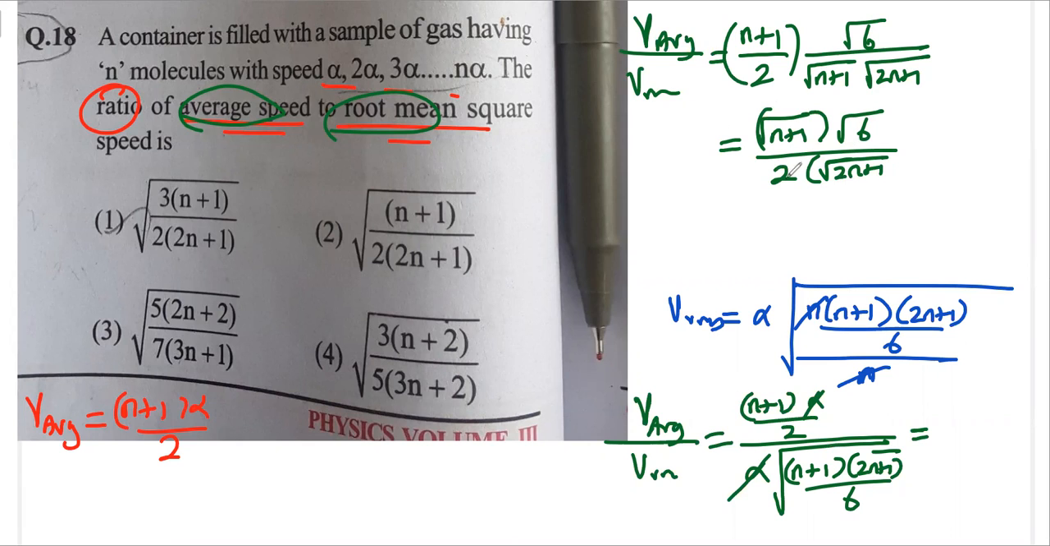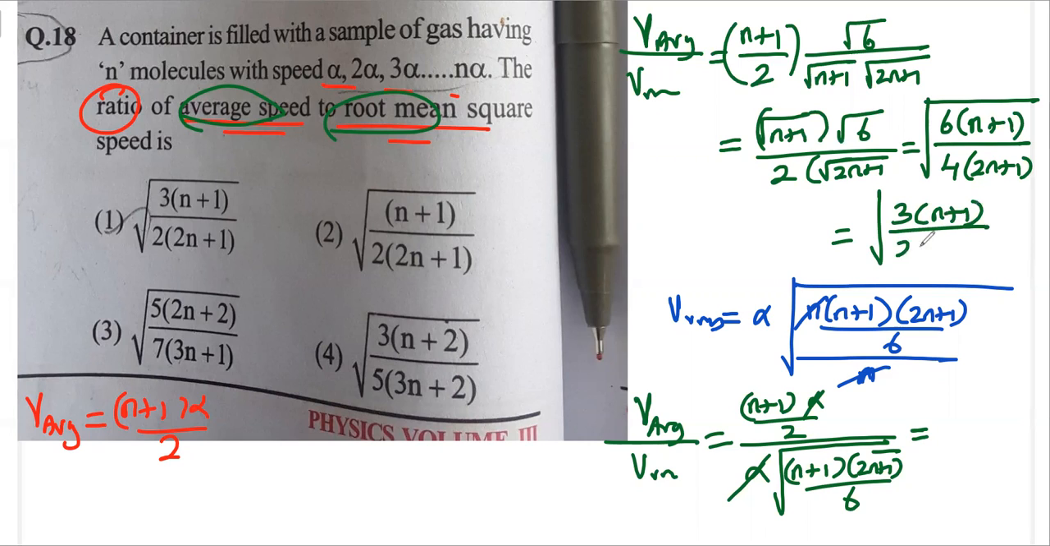Now this is a full root. Now when I take this 2 inside the root, the whole square, it becomes 4. I hope it's clear. So this is 6 into n plus 1 whole square root. So 3 by 2. Simplifying, I'll get root of 3 into n plus 1 by 2 into 2n plus 1. This is the answer. Again, the calculation is simple.